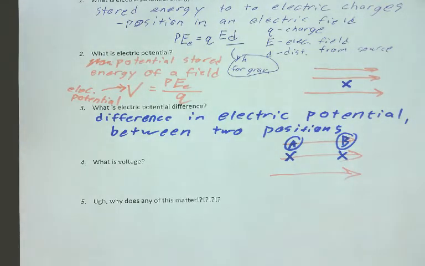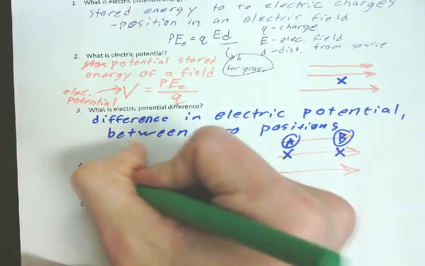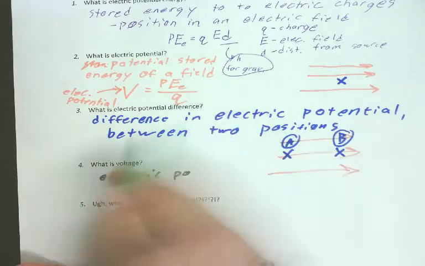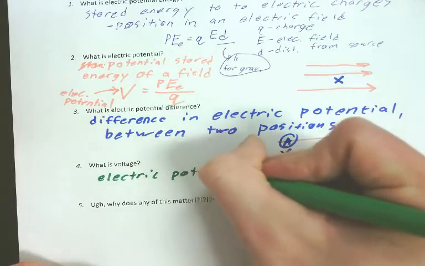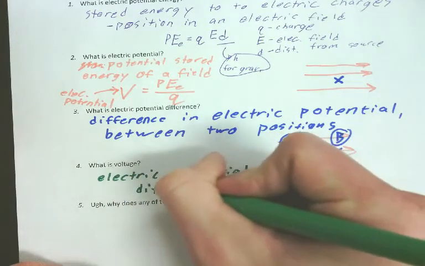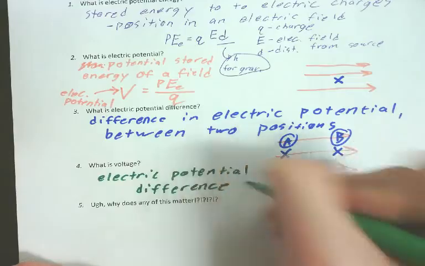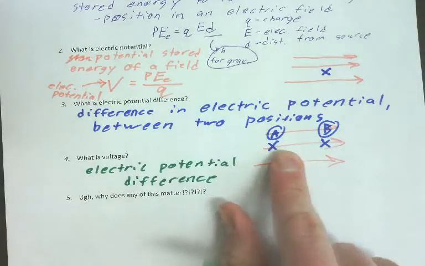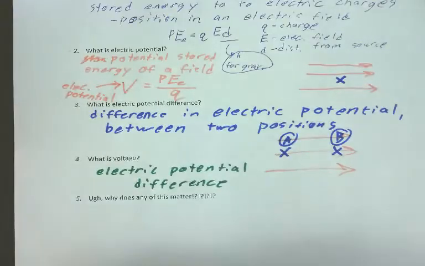What is voltage? Voltage is electric potential difference. Now you see why it's V. Electric potential difference, we call voltage. So now you're like, oh, okay, when we're talking about the voltage of a battery, this is what we're talking about. Yes, that's exactly what we're talking about.